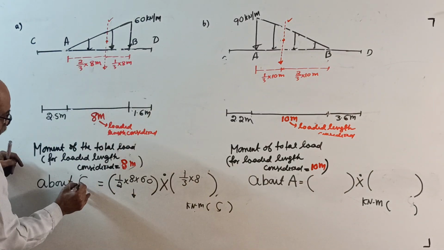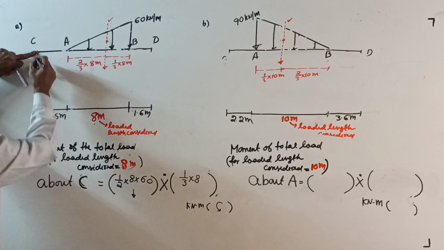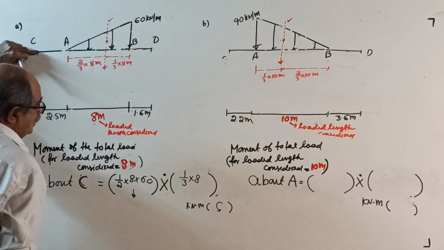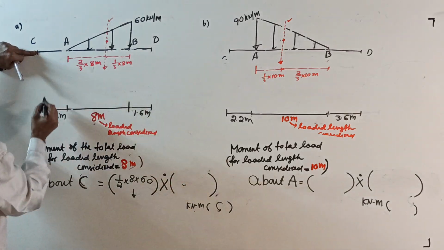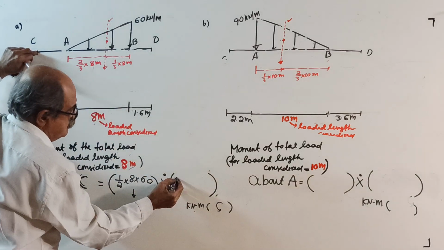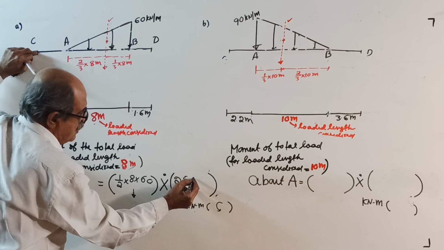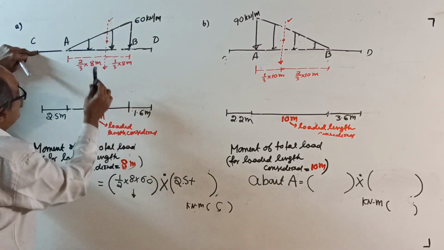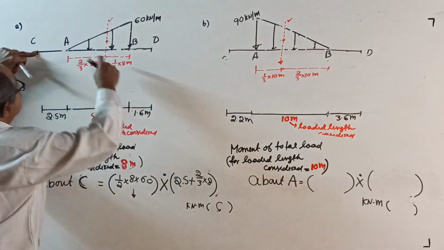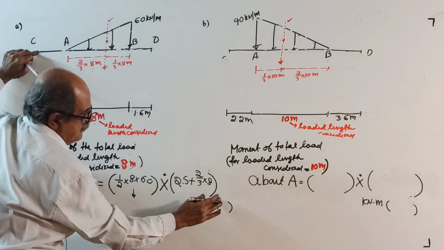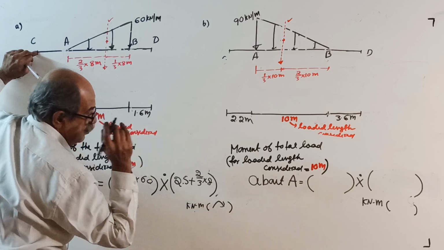Then below write about C. C, finger here now. Total load, same, half into 8 into 60 into, from C, 2.5 plus further distance of 2 by 3 of 8. Clockwise.